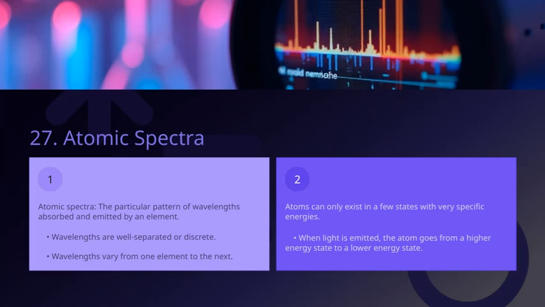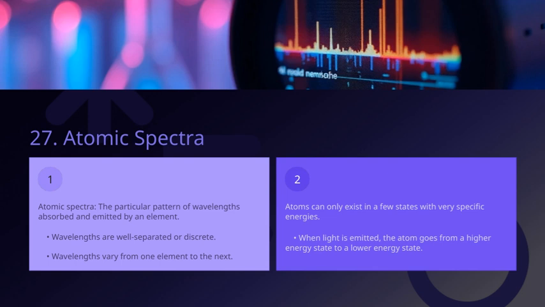When light is emitted, the atom transitions from a higher energy state to a lower one, releasing energy in the form of light. Atoms can only exist in a limited number of these energy states, and each state has very specific energy levels. This means that the wavelengths of light they emit or absorb aren't random. They are unique to each element. In fact, these wavelengths are well separated or discrete, which makes them like a fingerprint for each element.